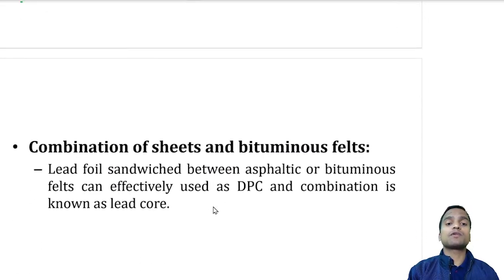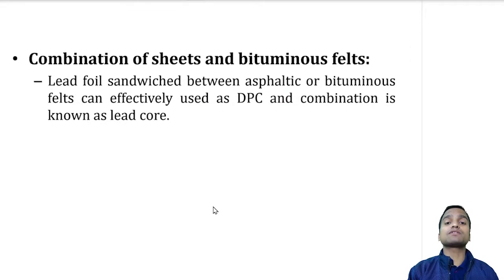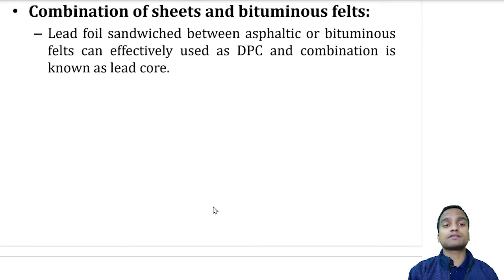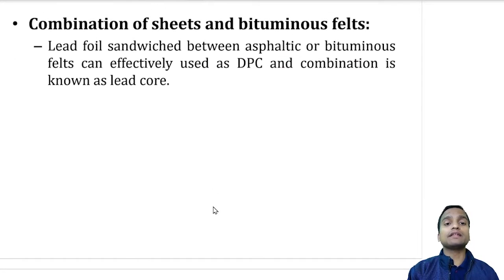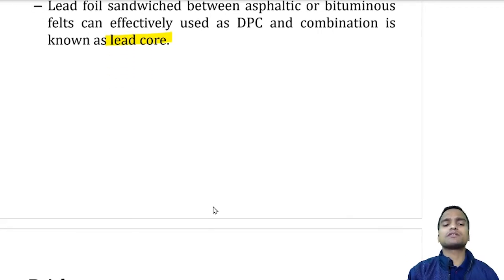So the next type of material is the combination of sheets and bituminous felts. We provide the lead foil sandwiched between the asphaltic or bituminous felts. It can be effectively used as DPC, and it is a combination of two materials here, and that's why it is known as lead core. So there are different materials and we can do several permutations and combinations.